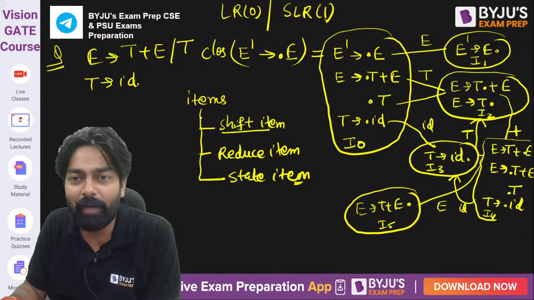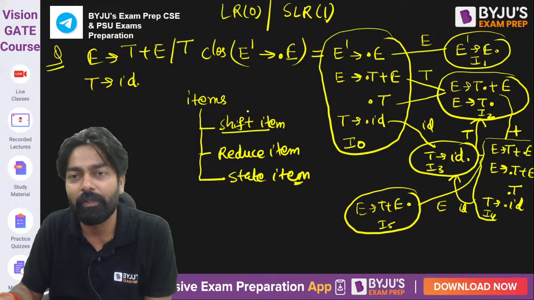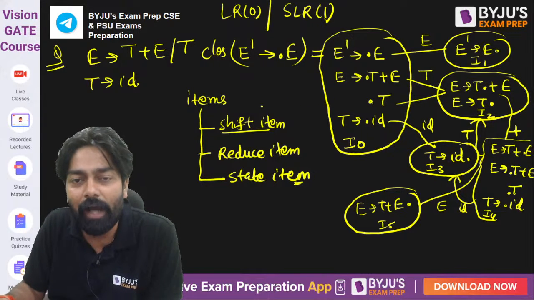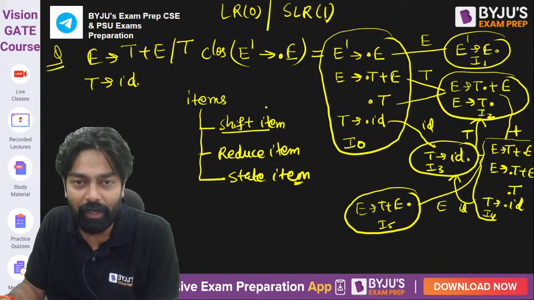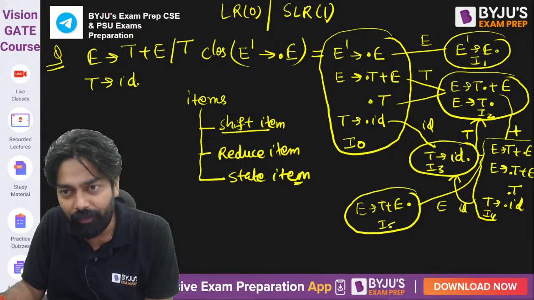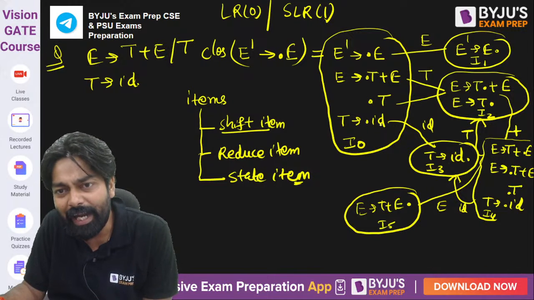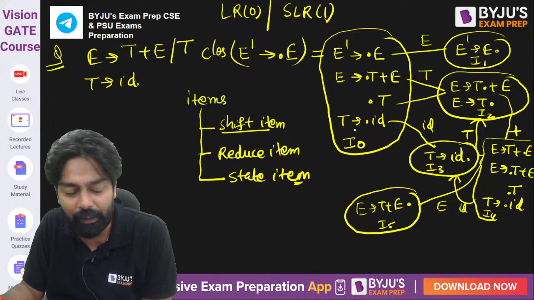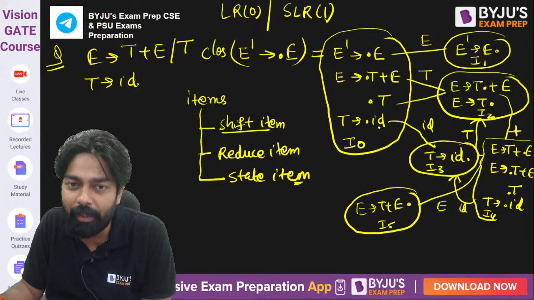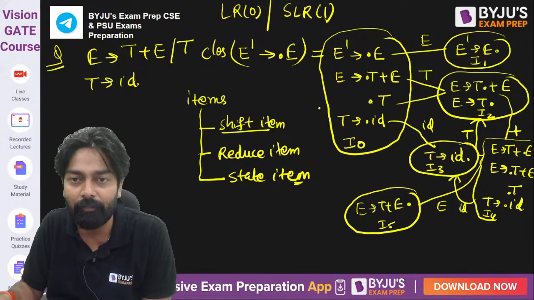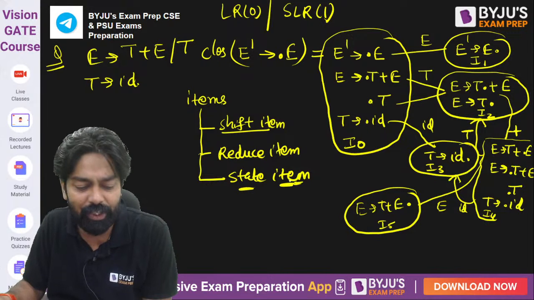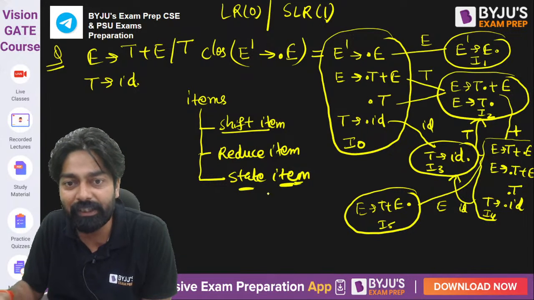What is shift item, my dear friend? Can you please tell me? Shift item is nothing but, if after the dot any terminal is there, like T goes to dot ID. So on ID I am shifting to S3. So this one is a shift item, T goes to dot ID. After the dot, if it is a terminal, it means shift item. After the dot, if it is a variable, it is a state item.